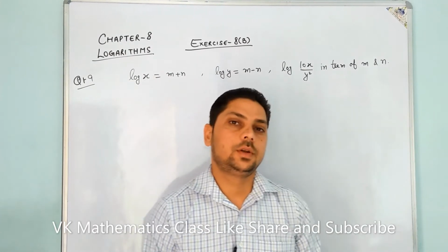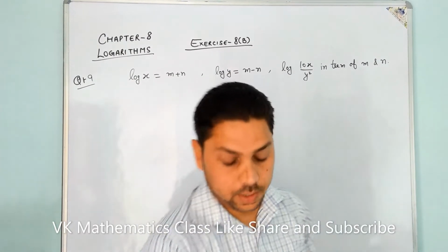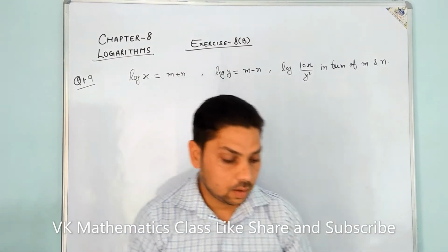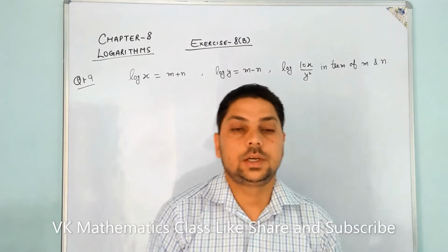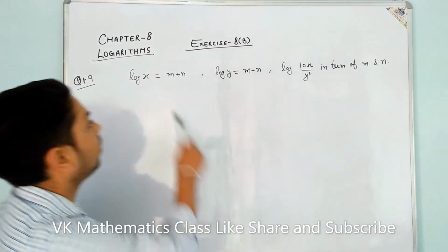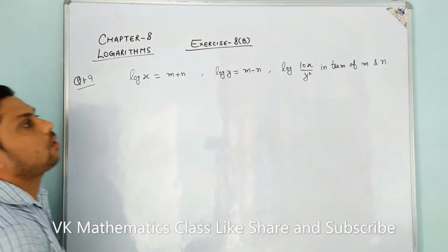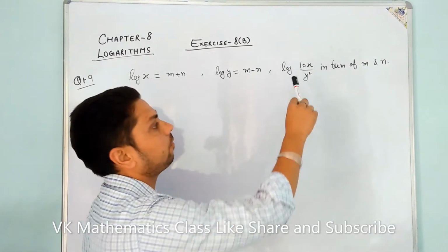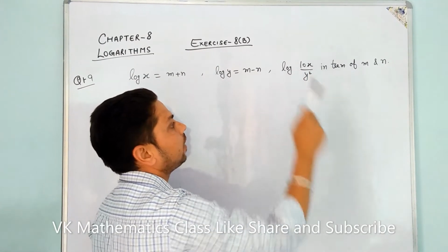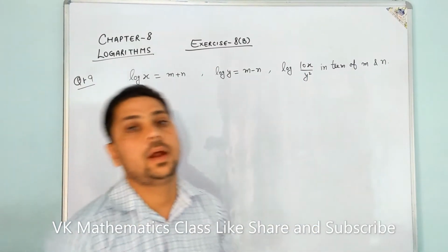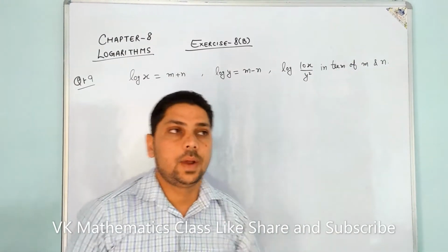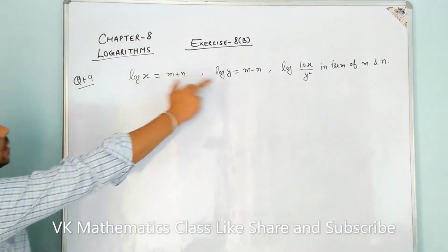Here we start with question number 9. What is given in question number 9? Log of x is equal to m plus n, log of y is equal to m minus n. What we have to find? We have to express log of 10x upon y square in terms of m and n. We have the values of log of x and log of y.